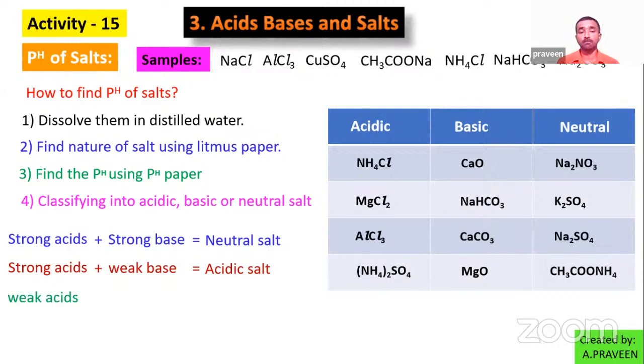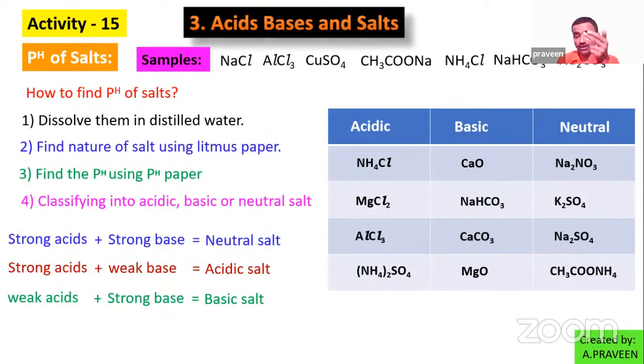If you use both weak acid and weak base, then what happens? Here, with a weak acid and a strong base, you are able to produce a basic salt. Simple. If you want a neutral salt, both are strong, or sometimes both are weak also, right?